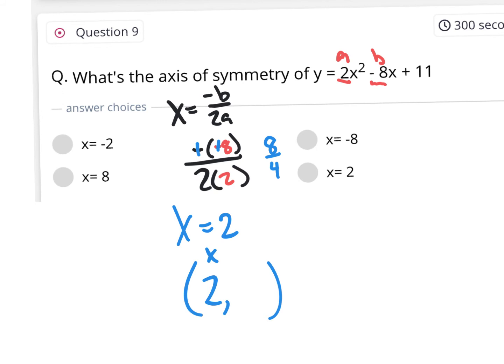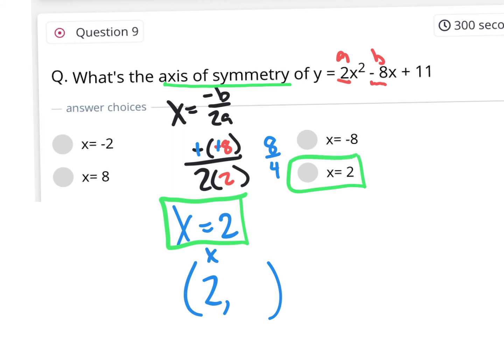If you want the y value, take that x value of 2 and plug it in right there and square it, then multiply. Plug in the 2 right there, multiply, and then subtract the two numbers and add 11, and you'll have your y value of your vertex. But they're not asking for the vertex, they're asking for the axis of symmetry, which we know is x equals the x value of your vertex. So we have it right there.